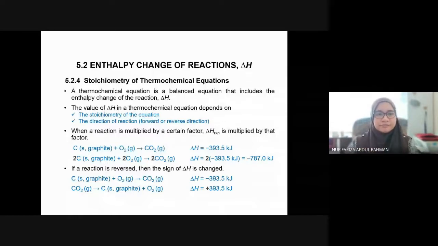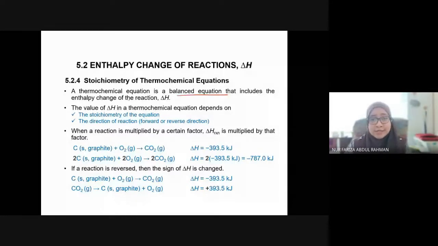Okay, so a thermochemical equation is a balance equation that includes the enthalpy change of the reaction. Ni saya dah cakap awal dah. Okay, the value of delta H in the thermochemical equation depends on the stoichiometry of the equation and the direction of reaction, whether it is forward or reverse direction. Okay, if you change any of the stoichiometry part, the coefficient, that means the enthalpy will also change. If you reverse the reaction, that means the enthalpy change will also change. Okay, so usik dekat equation, dekat reaction, that means enthalpy pun you kena usik juga.